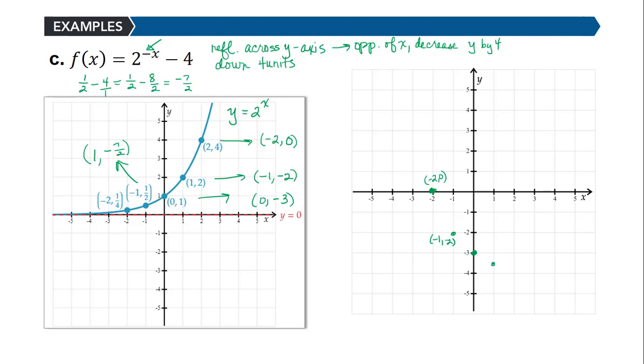And then the point (-2, 1/4), take the opposite of the x, which is 2, and then decrease 1/4 by 4. So 1/4 minus 4 is really 1/4 minus 16/4, which is negative 15/4, which is really negative 3 and 3/4. So this would be (2, -3 3/4).